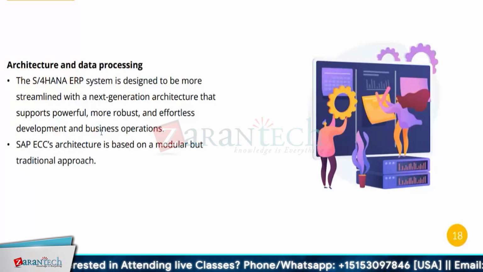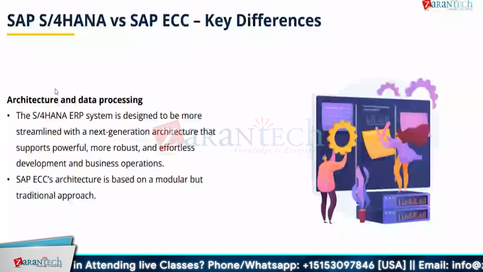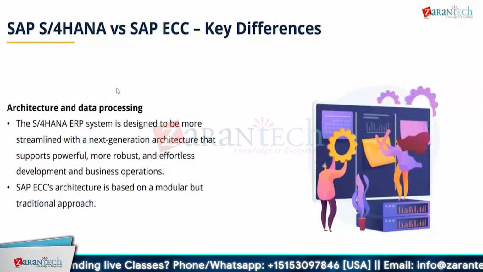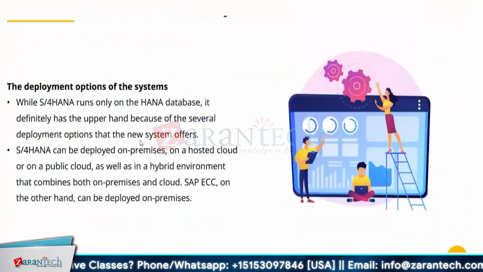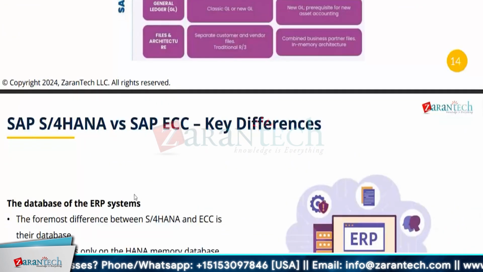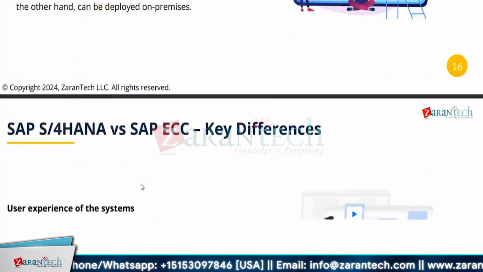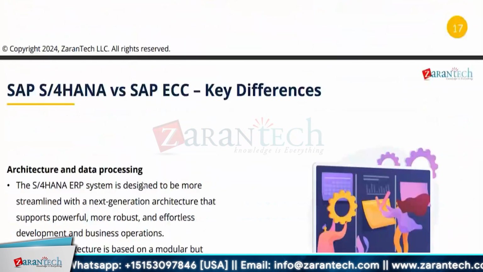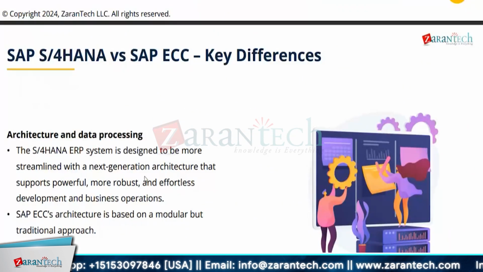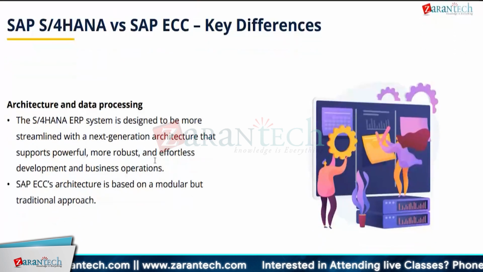So when it comes to key differences, we just need to be aware of the architecture, how the user experience is different, the deployment options, and the database. These are some of the points you can remember. As you keep working on SAP S/4HANA systems, and if you have worked on SAP ECC systems, you can relate these things to the different business cases you work upon. And whenever there is a transition, you will definitely realize it yourselves.